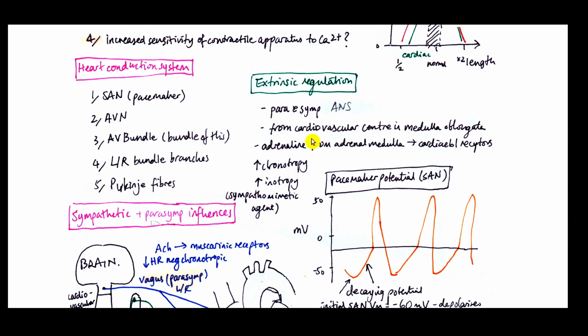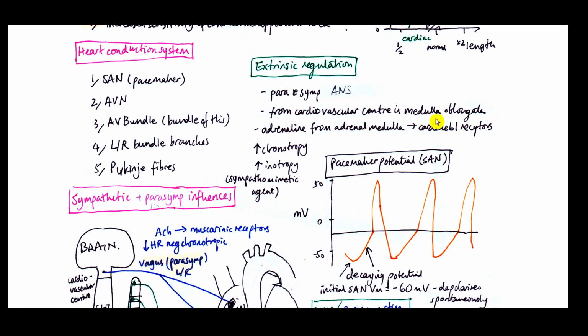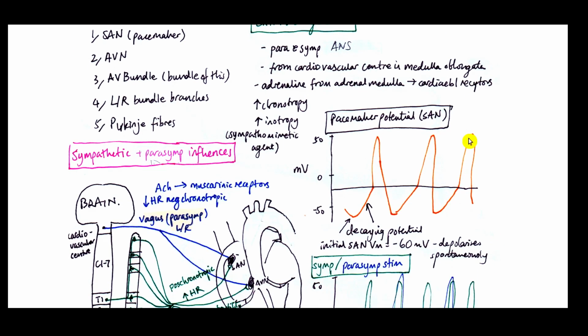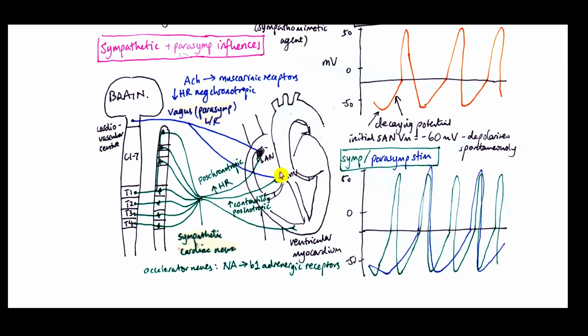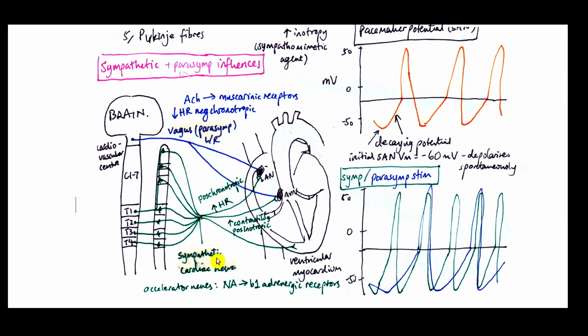So this can be regulated extrinsically from the parasympathetic and sympathetic autonomic nervous system divisions, and from the cardiovascular center in the medulla oblongata, and also endocrine influences such as adrenaline, which is a catecholamine released from the adrenal medulla. This binds to cardiac B1 adrenergic receptors to increase both chronotropy and inotropy, which we will look at later, and this is called a sympathomimetic agent.